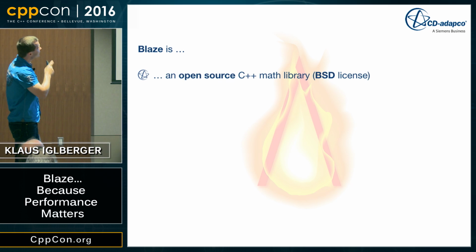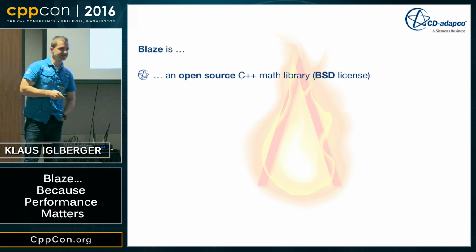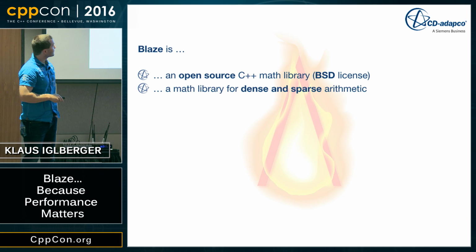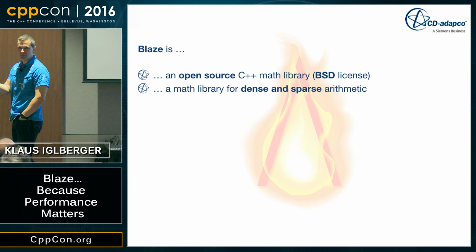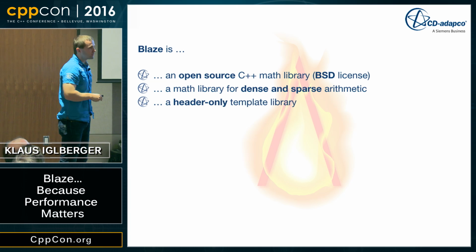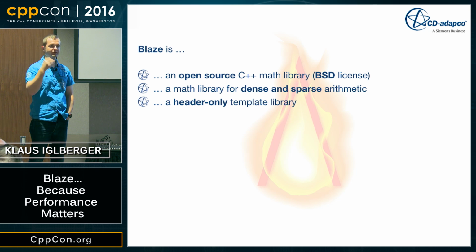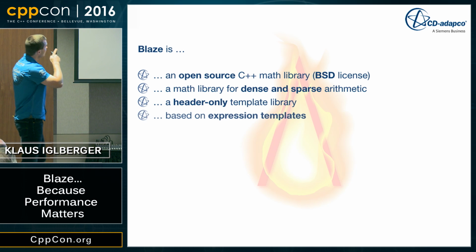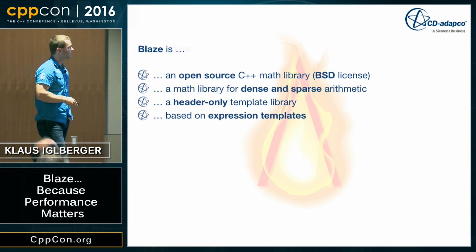So Blaze is an open source C++ math library under the BSD 3-clause license. It is a math library for dense and sparse arithmetic. So there are dense and sparse vectors and matrices available. It is a header-only template library. So all you have to do is include a header, use the stuff, and the code that you need is generated on the fly. And it is based, as you might have guessed, on expression templates.